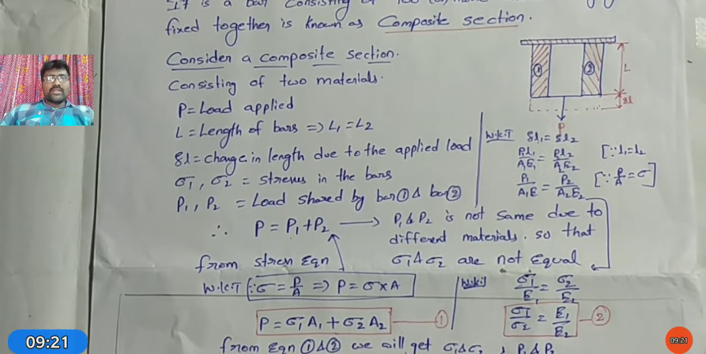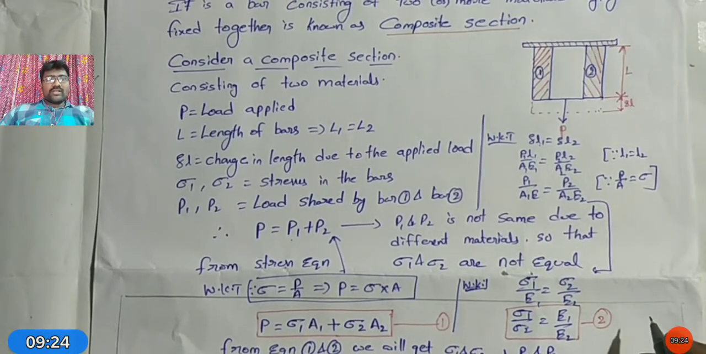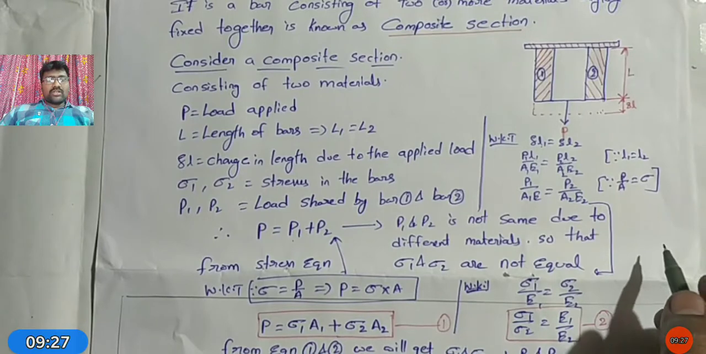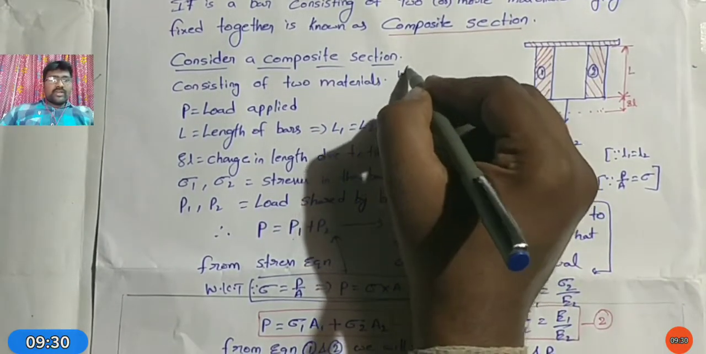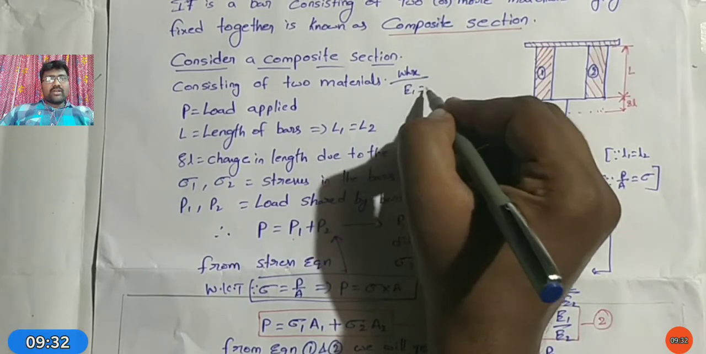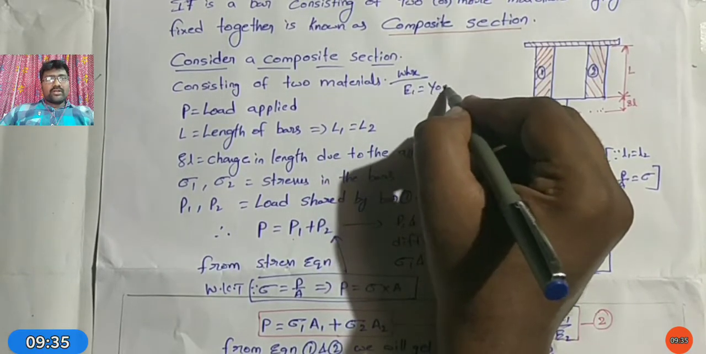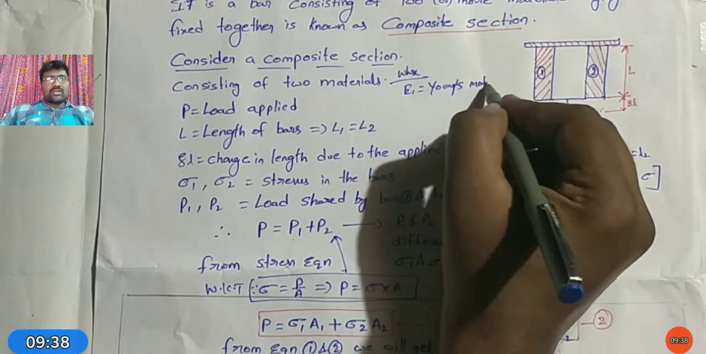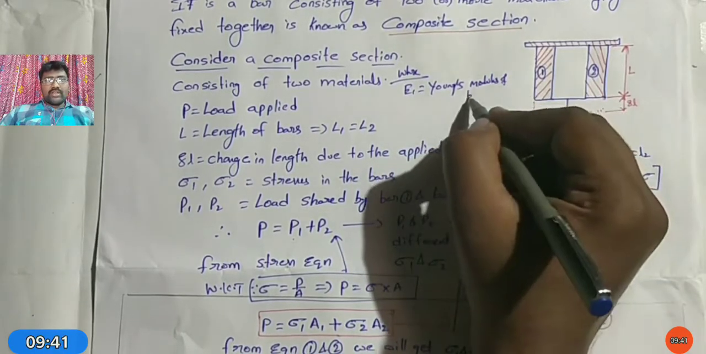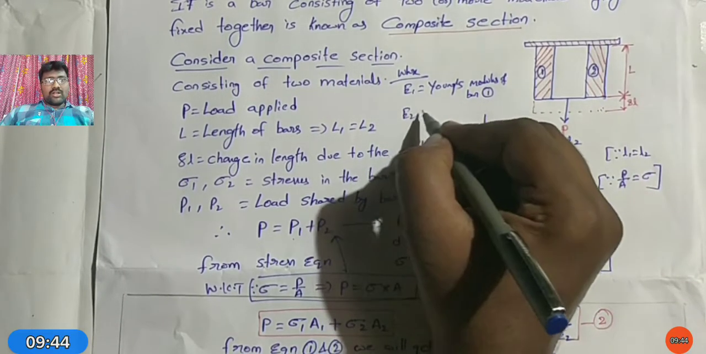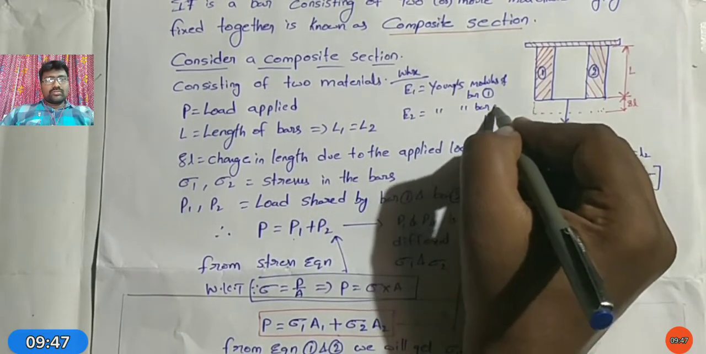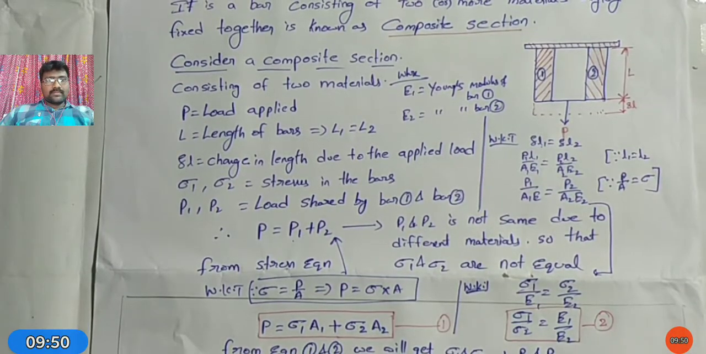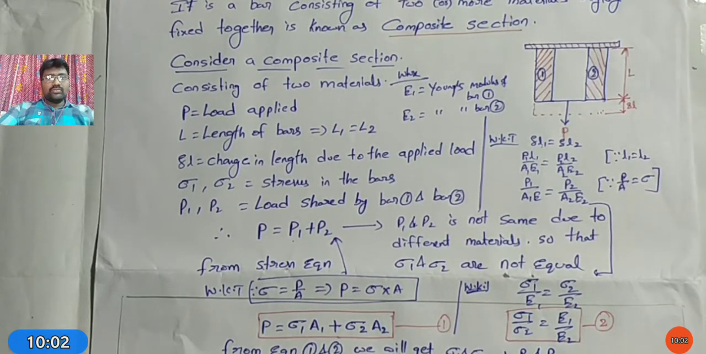Generally in the problems they give the Young's modulus for both materials. From equation 2, substituting E1 and E2, we get the stresses sigma 1 and sigma 2, where E1 is equal to the Young's modulus of material 1 and E2 is equal to the Young's modulus of the material of bar 2. E1 by E2 is known as the modular ratio. Sometimes they will give the modular ratio directly.